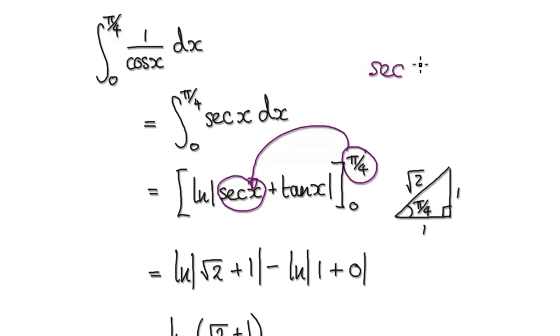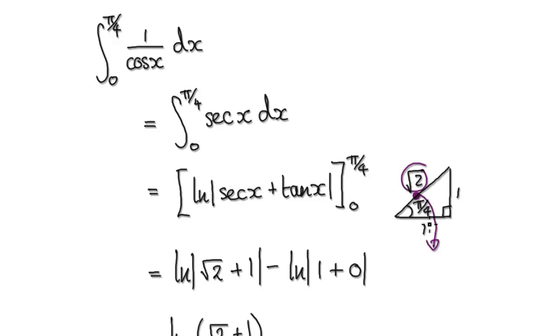secant of pi over 4. Well, pi over 4 is like 45 degrees. If it's 45 degrees, then in your mind visualize a right angle triangle where this is 1, this is 1. Well, if this is 1 and this is 1, then the hypotenuse will have no choice but to be root 2. Well, secant of pi over 4, remember our angle is pi over 4. Secant would be this thing here. Secant would be root 2 over 1. So that would be root 2.